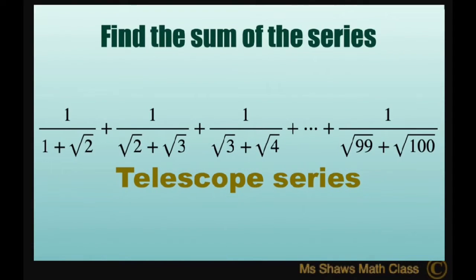Everyone, we're going to find the sum of the series given here. This is a telescoping series. So let's look at what we have. We have these terms. I'm just going to look at the denominator for now. If you just look at the denominator, what we have is 1 plus square root of 2. And then we have square root of 2 plus square root of 3.